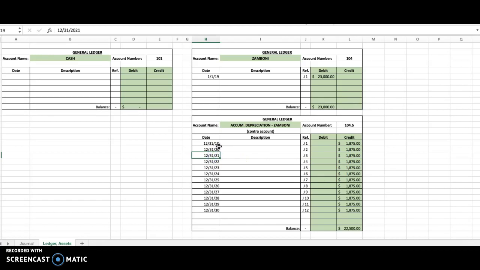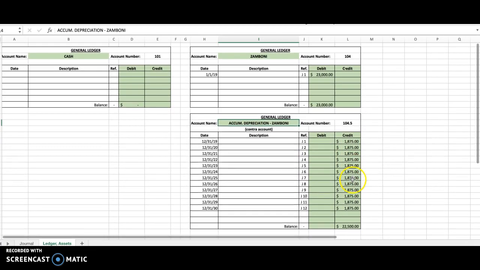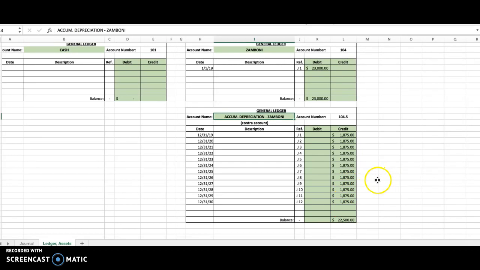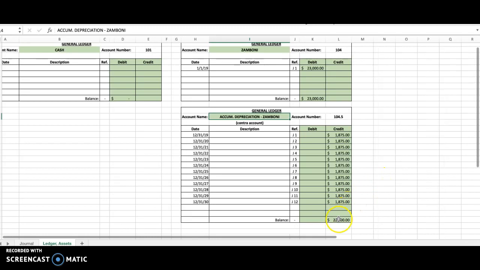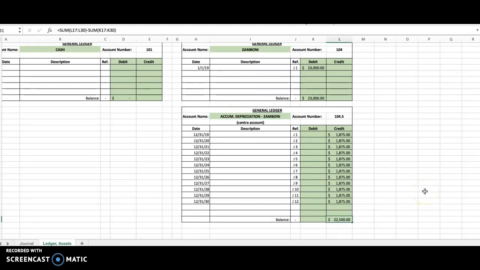So if you look down, you see that at the end of each of the 12 years, we have recorded in the accumulated depreciation account the amount of $1,875. So each time depreciation expense would have been debited, and each time this account would have been credited. So that at the end of the 12 years, the balance showing in this account is $22,500.